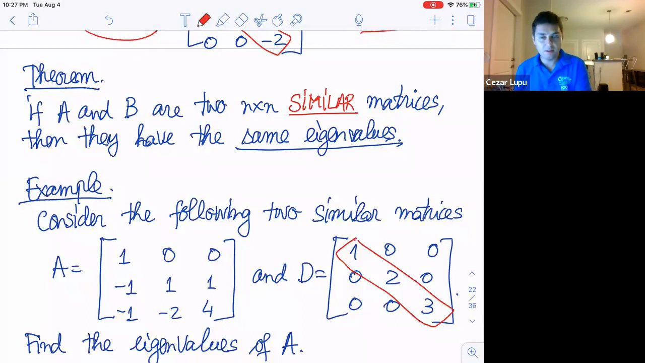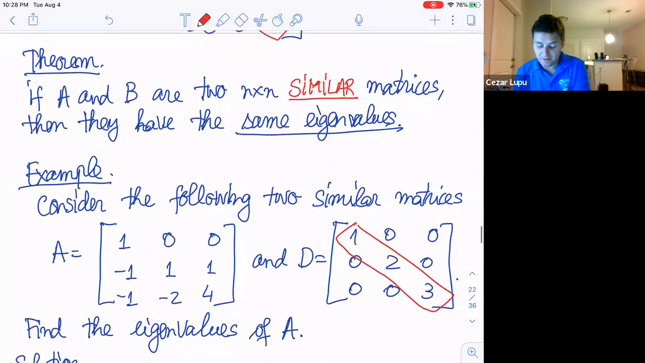And now we consider this very nice diagonal matrix D. As you can see, on the main diagonal there are the elements 1, 2, 3, and the rest of the elements are 0. And now what we want to do here is to find the eigenvalues of my matrix A. Well, since I have a huge hint here, look at the statement: consider the following two similar matrices.